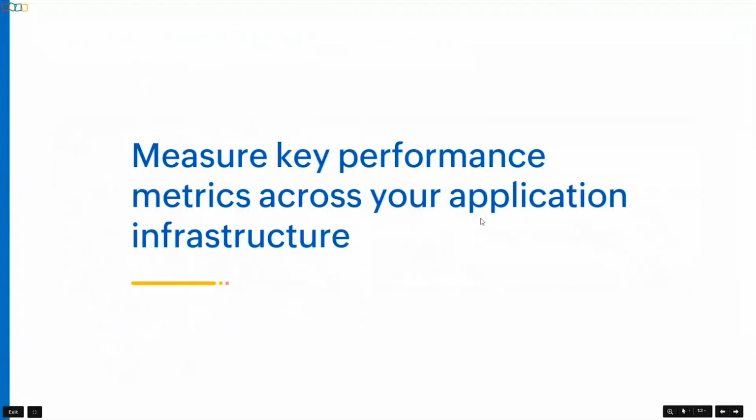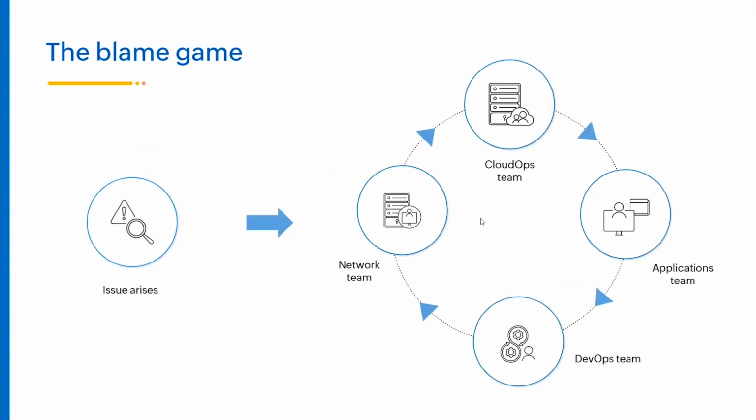So let's move on to the second topic of today's series, which is how to measure the key performance metrics across your entire application infrastructure. What happens when an issue arises? You don't understand where it is coming from. The cloud ops team blames the applications team, the applications team blames the DevOps team, and the DevOps team blames the network team. If this has occurred in your organization or is an ongoing issue, the problem is prone to be because of the lack of a unified visibility.